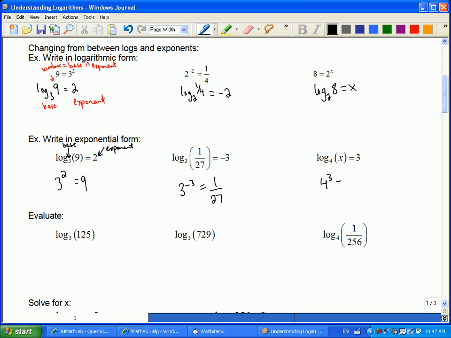4 cubed equals x. That's right. So that's a real simple one. If you had to solve, like, what is the value of x? Well, if 4 cubed is the value of x, in this case you could even tell me it's 64. Okay?